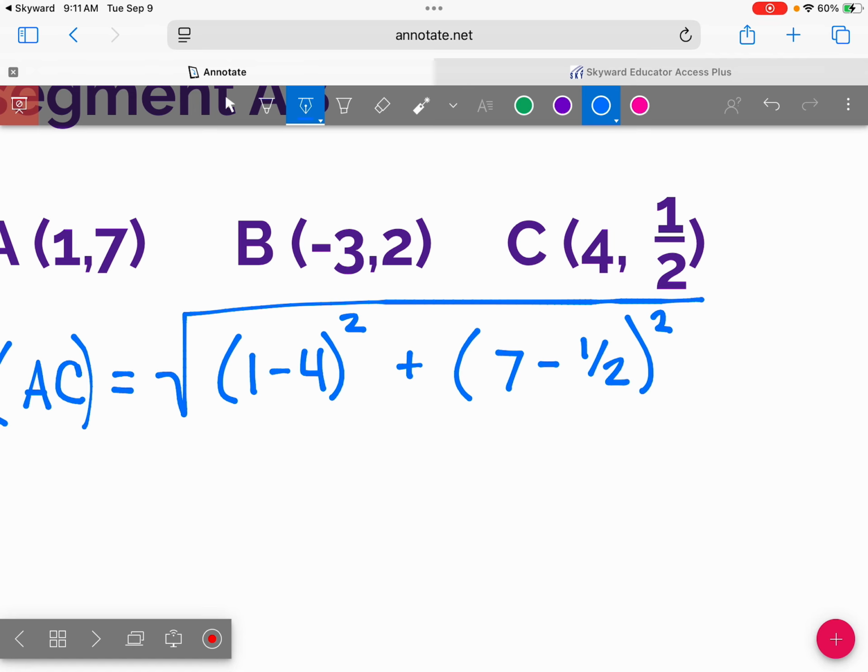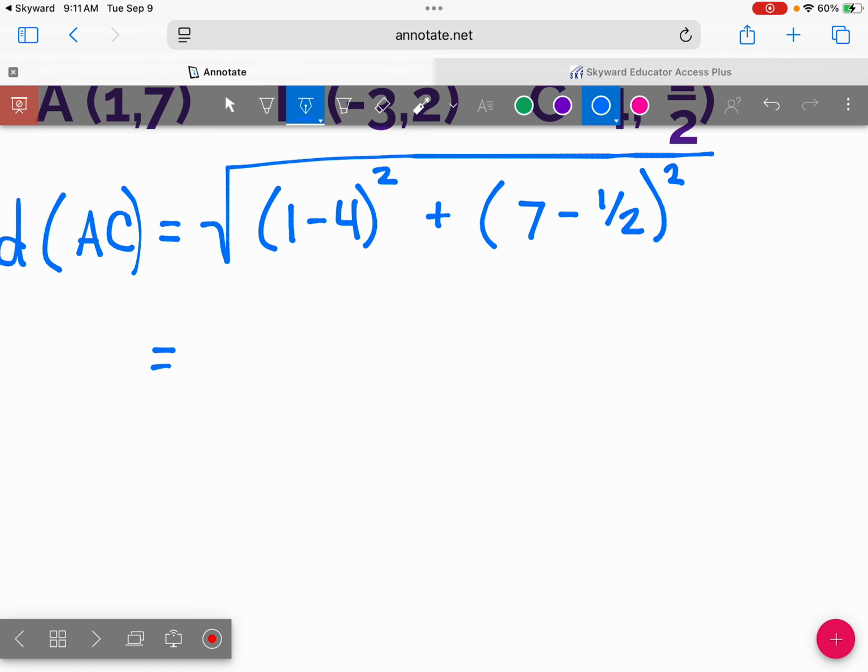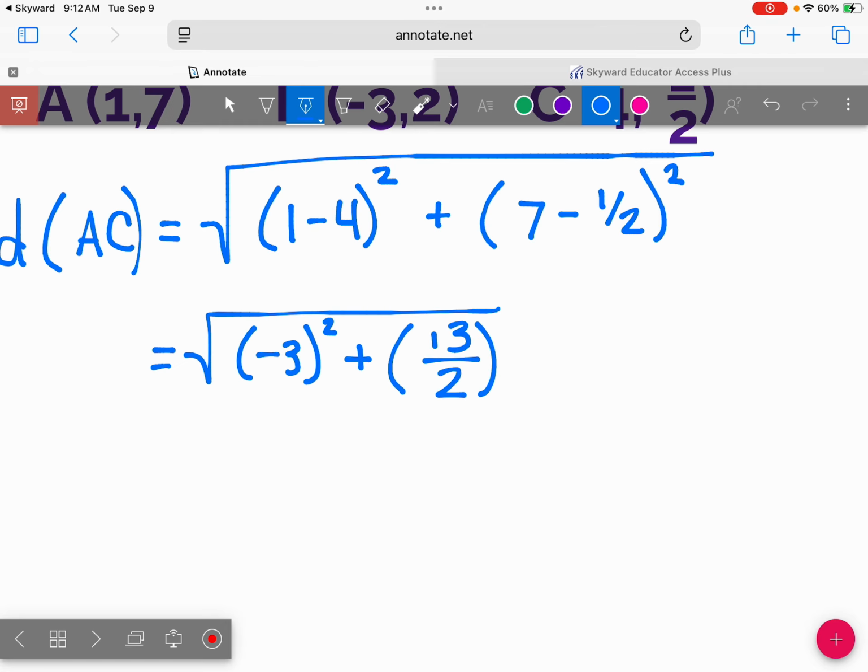And again, we're going to simplify this as much as we can. So we're going to have our 1 minus 4, that gives us a negative 3 to square. And our 7 minus 1/2, well, that'll be 6.5. But if we write that as a fraction, that would be 13 halves. Improper fractions are usually easier to square than a mixed number, or a decimal would work easier than a mixed number. Mixed numbers are probably the hardest way to go about it.